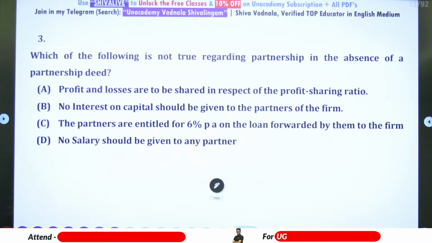Which of the following is not true regarding the partnership in the absence of a partnership deed?